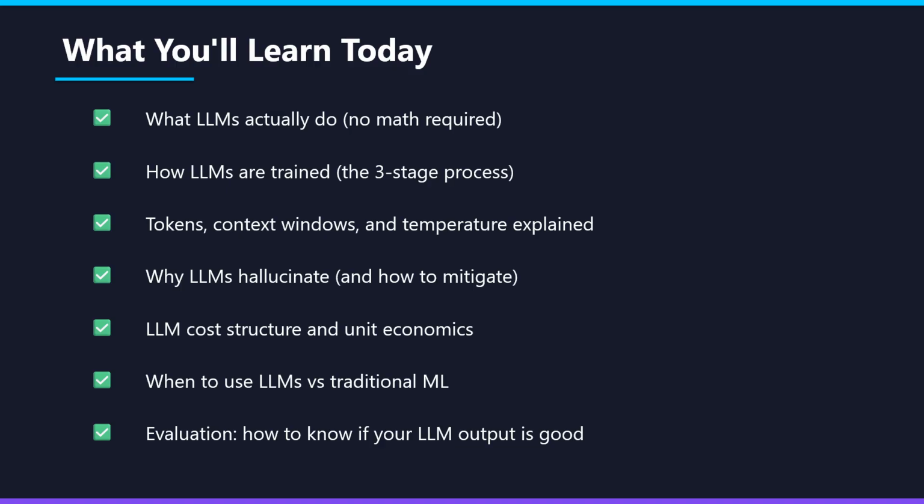So here is our roadmap for today. 7 things you will walk away with. 1. What LLMs actually do, no math required. 2. How LLMs are trained, the three-stage process. 3. Tokens, context windows, and temperature explained. And 4 is why LLMs hallucinate and how to mitigate it. And the fifth one is LLM cost structure and unit economics. Sixth, when to use LLMs versus traditional ML. And the final one, evaluation: how to know if your LLM output is good or not.